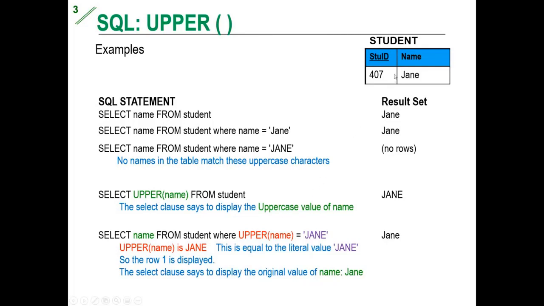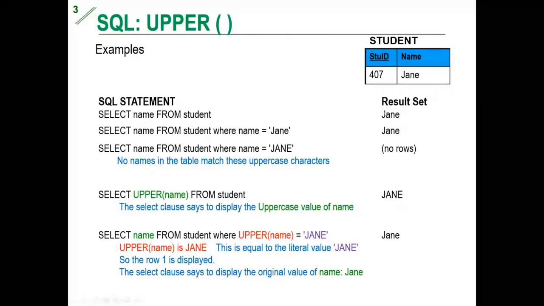Let's go through some more examples to clarify this. Now imagine I have a table called student. There are 2 columns, the student ID column and the name column. Imagine I have only one record at the moment. If you run these statements, this is how my result sets look. For example, if I run a select statement to pick the name as is, that name appears as in my physical table, from student. So my result looks like this: Jane appears just as it appears in my table.